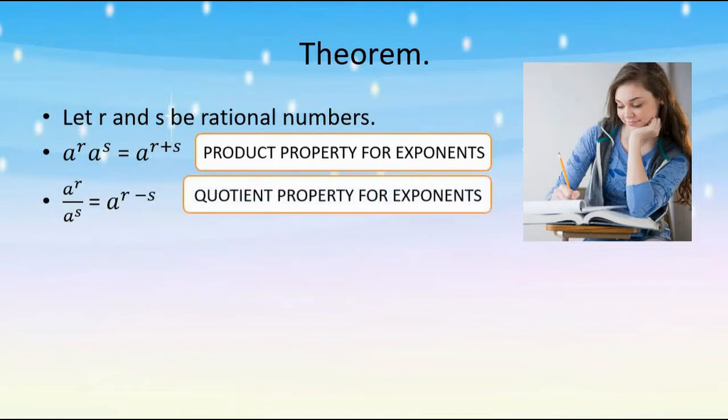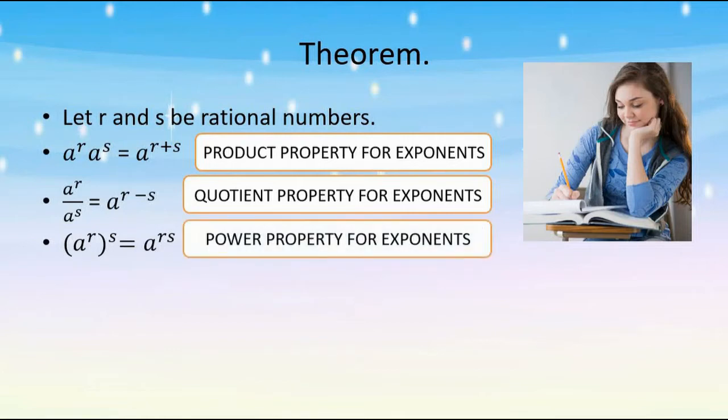a to the power of r, all to the power of s, is a to the power of rs. This is the power property for exponents.